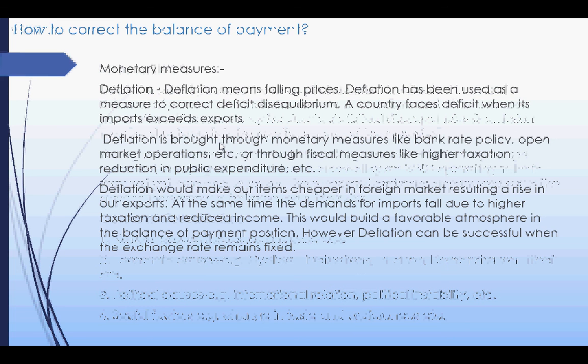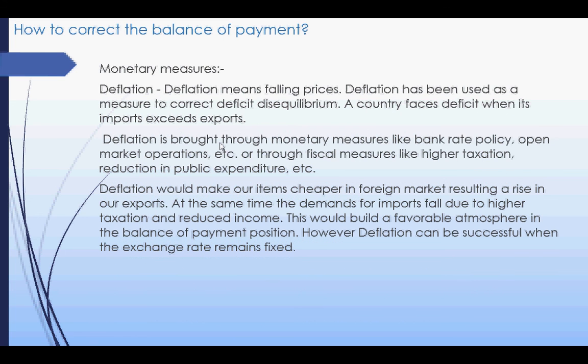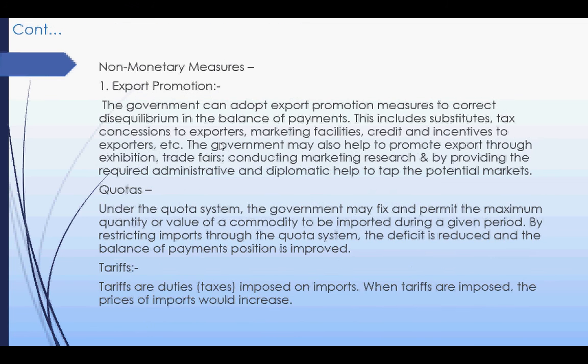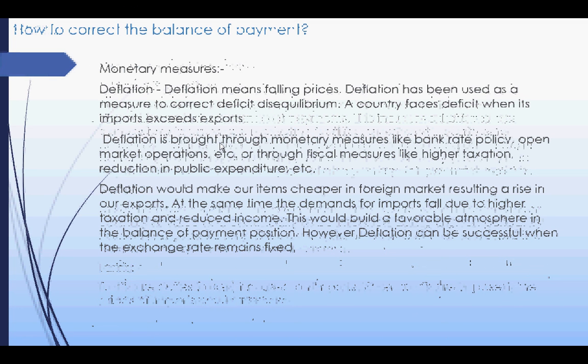The very important question is how to correct the disequilibrium positions. How to check it. What are the steps to be taken in order to maintain the balance in the balance of payment position? There are two measures to be undertaken in order to correct the disequilibrium in the balance of payment position: monetary measures and non-monetary measures. So let's move on to the monetary measures.